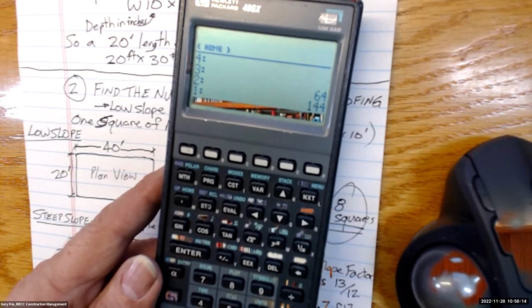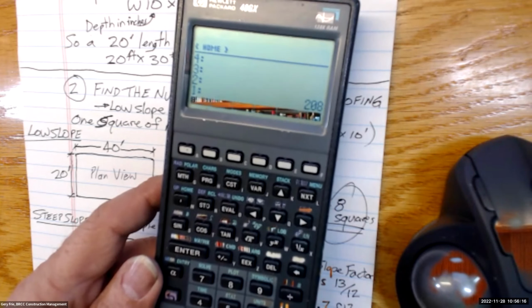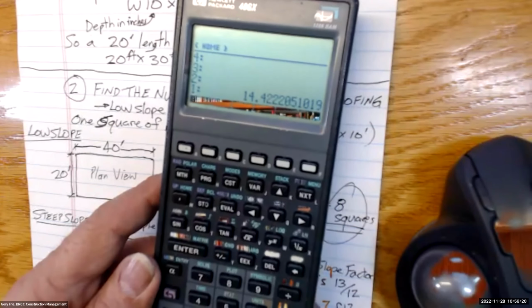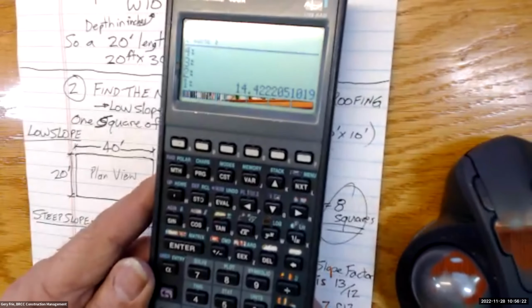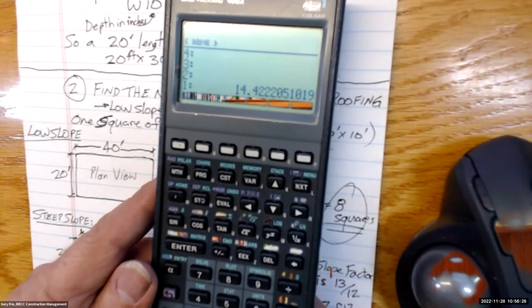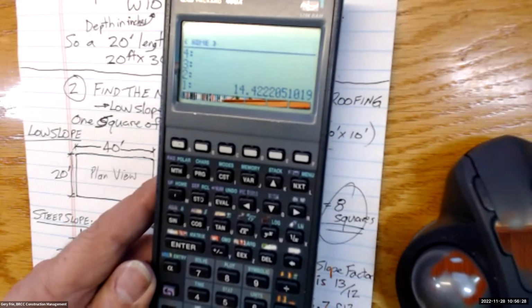But anyway, 64, I add them together. So that was a squared plus b squared, 208. So I take the square root of that, and I ended up with this. What you see is 14.42220510. It just keeps on going, whatever it is. But you could just leave that in there.